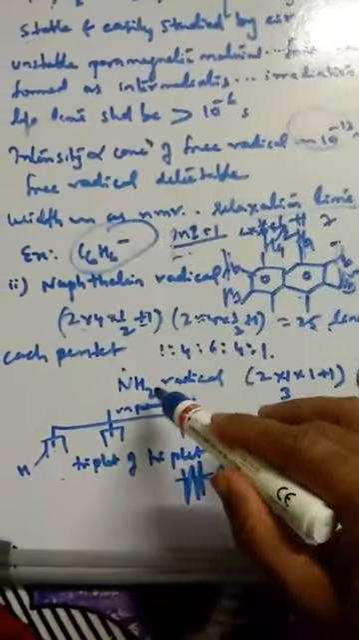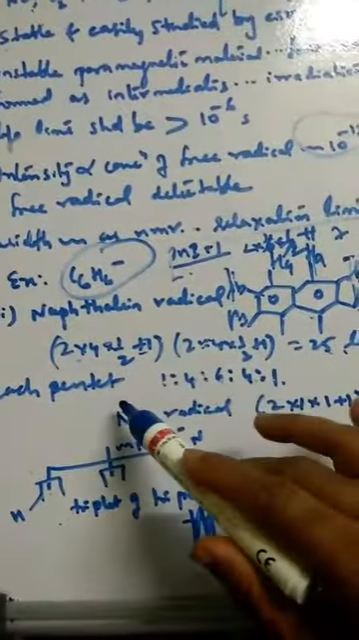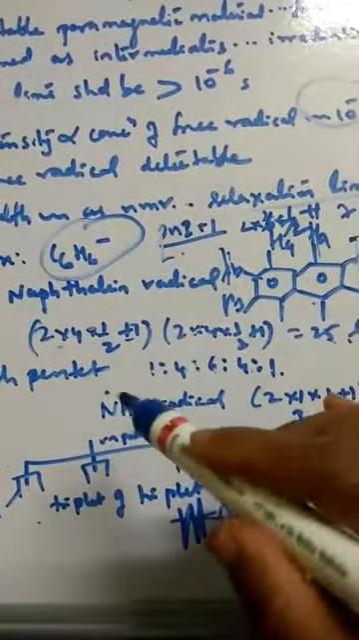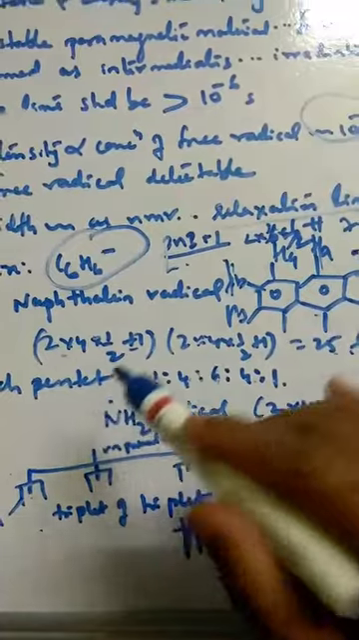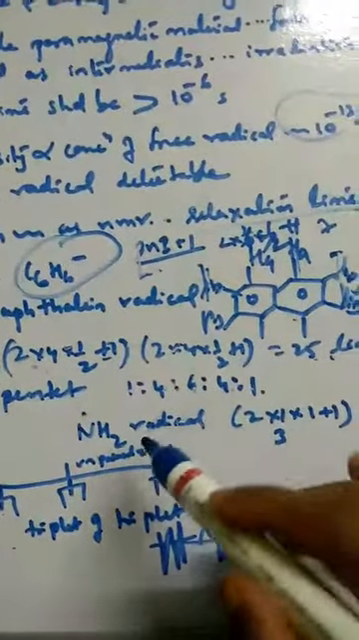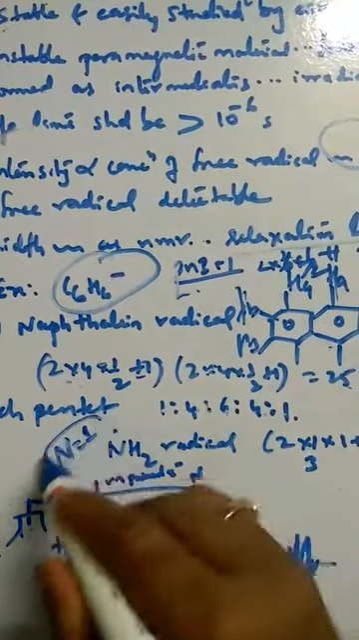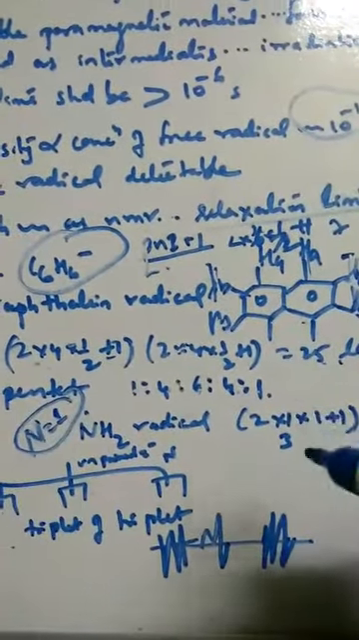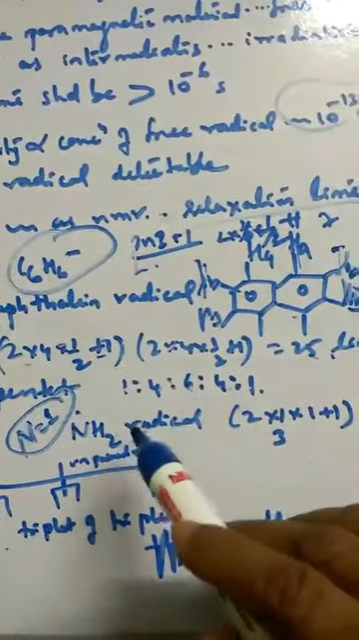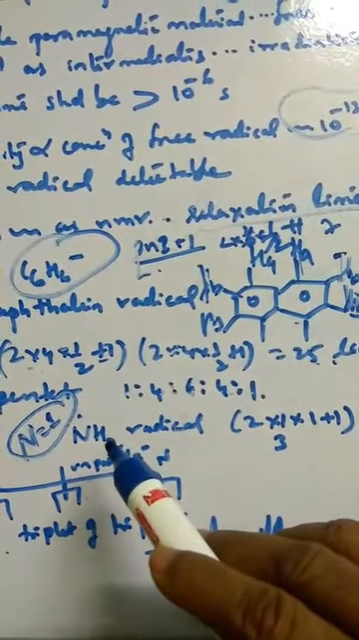So one more example, the NH2 radical. Nitrogen is there here. First we will find how many lines this radical is going to show. Again here 2nI plus 1. We know the spin quantum value I for nitrogen comes to be 1.